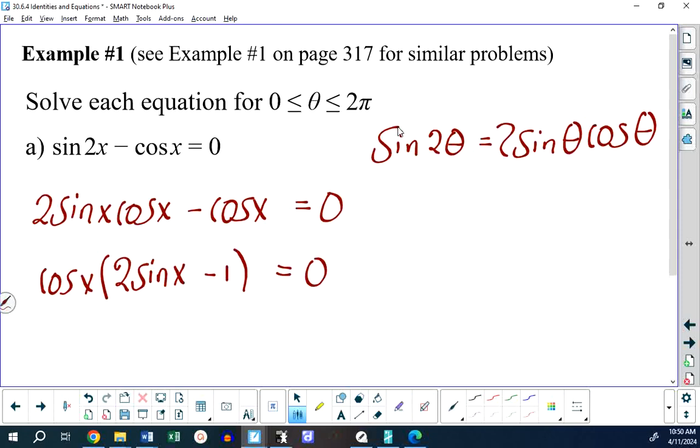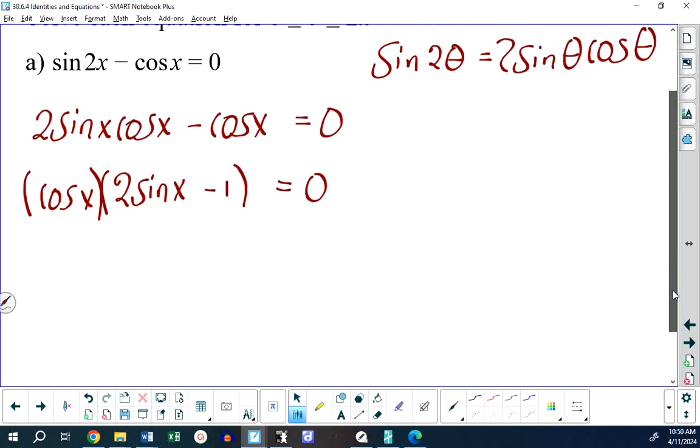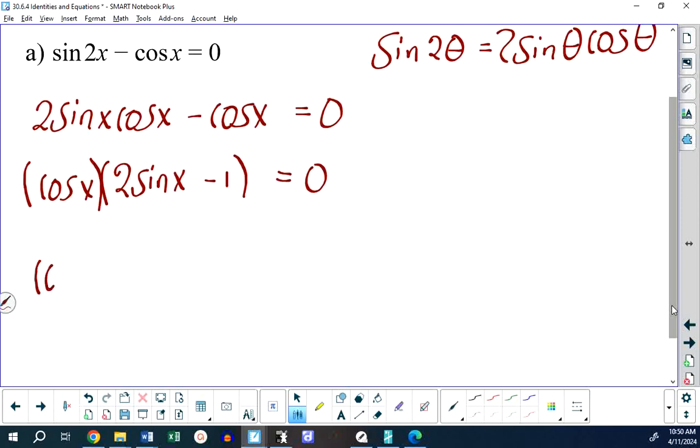And now we're kind of thinking Math 20 here in terms of solving an equation. This is not quadratic, but it does have an equation where you have one factor multiplied by a second factor equaling 0. So now what happens is we end up with cos of x is equal to 0, and 2 sine of x minus 1 is equal to 0.